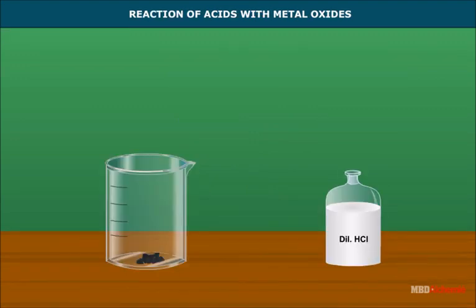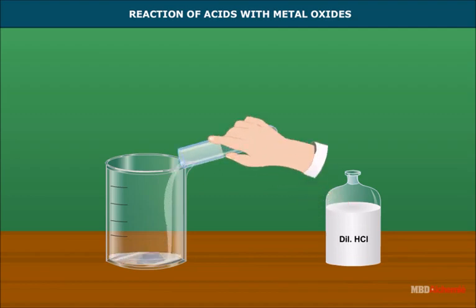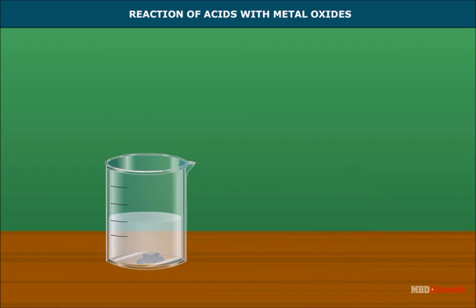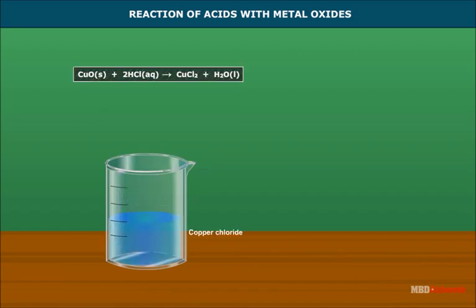The reaction of metal oxide with acid may be illustrated with this activity. Take some amount of copper oxide. Notice its color. It is black. Add 20 ml of dilute hydrochloric acid and note its color. It is colorless. Stir the solution with a spatula. The color of the solution appears blue-green. It is due to formation of copper chloride. Now, add sulfuric acid to the blue-green solution. It becomes blue due to formation of copper sulfate.